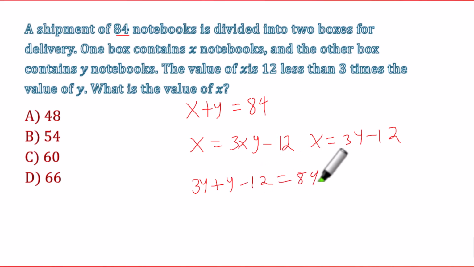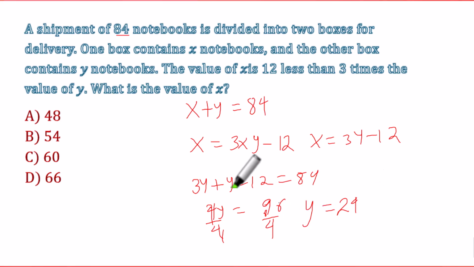Then you can shift this to the right, and 4Y becomes 96. Yes, divided by 4, divided by 4. So Y is equal to 24. When you divide, 9 divided by 4, rounds to 2 times 4, it is 8. Then 16 divided by 4 is 4. So what is the value of X? We are not asked the value of Y. This one is the value of Y. So to get the value of X, you can substitute here.